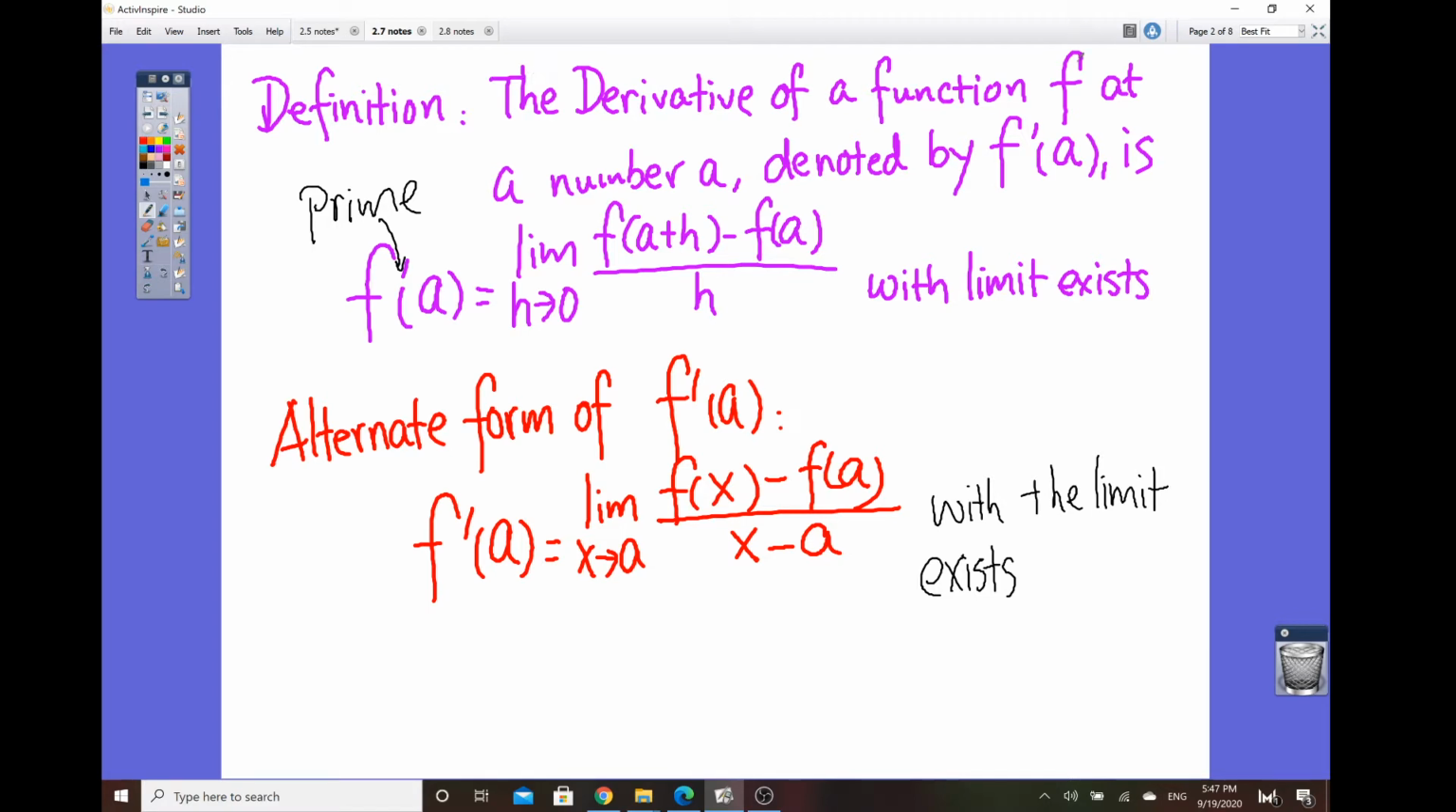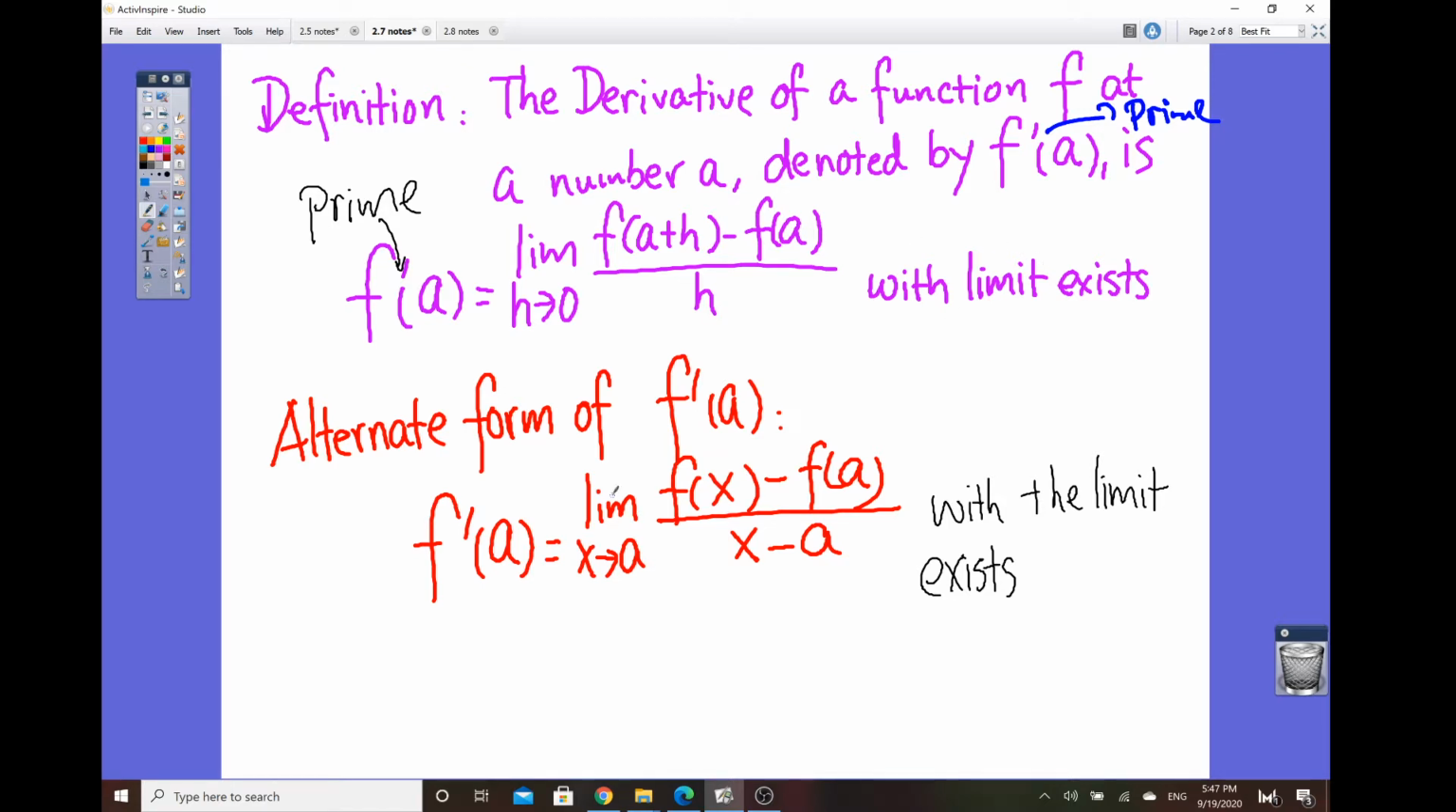So the definition: the derivative of a function at a point a is denoted by f prime of a. If you see the apostrophe like that, that means prime. f prime of a equals the limit of f of a plus h minus f of a over h. Again, a is just the exact x position. h is just the difference of x2 and x1, provided the limit exists.